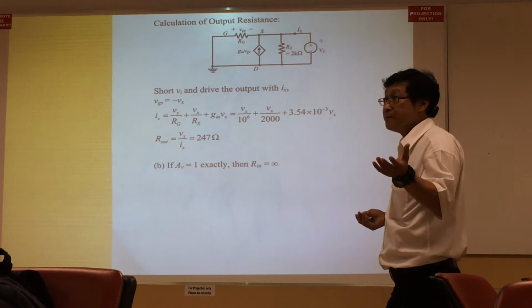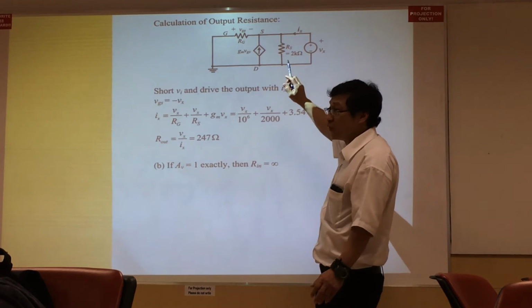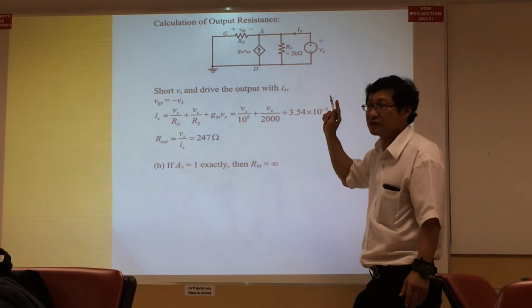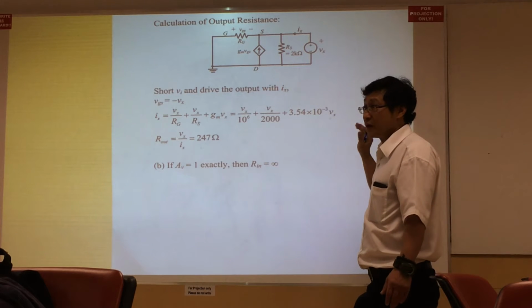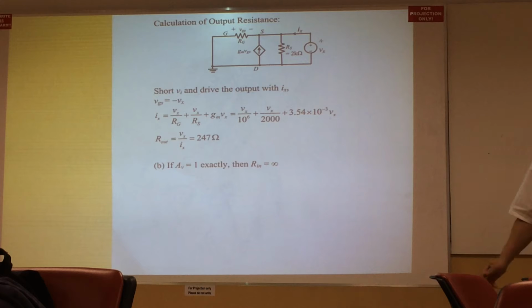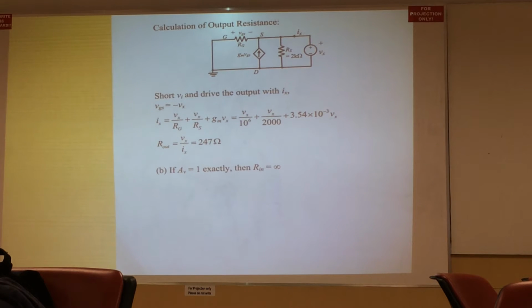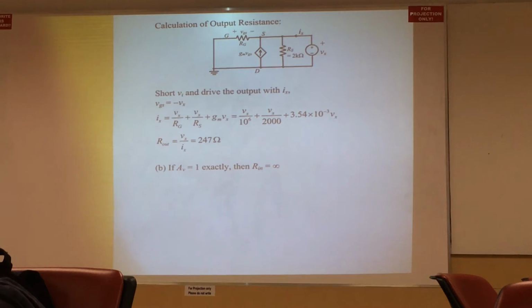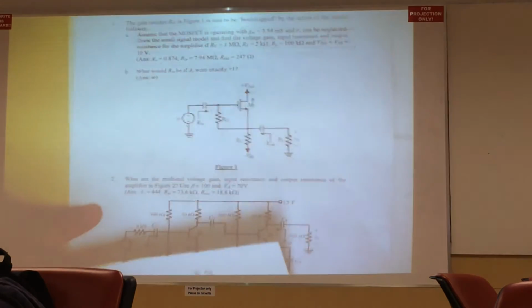It's an impedance transformer. Now, a source follower is basically a one-stage buffer, all right? That's why, in order to do that, we need the input impedance to be infinite. Okay? Any question? No? Let's take a look at question 2.